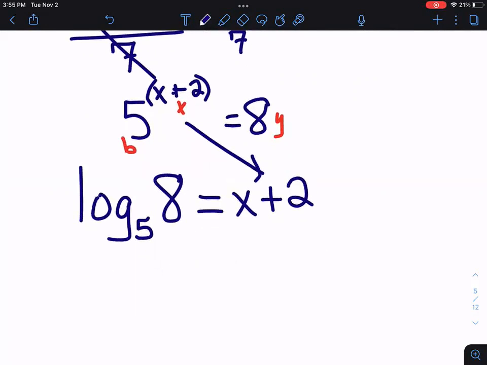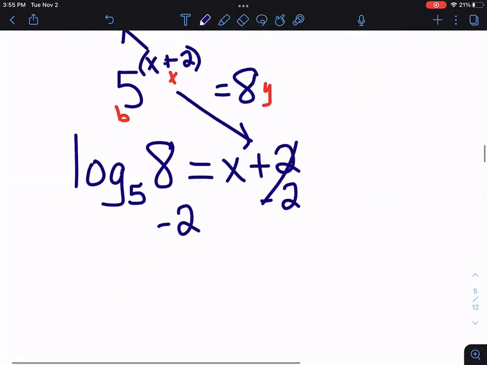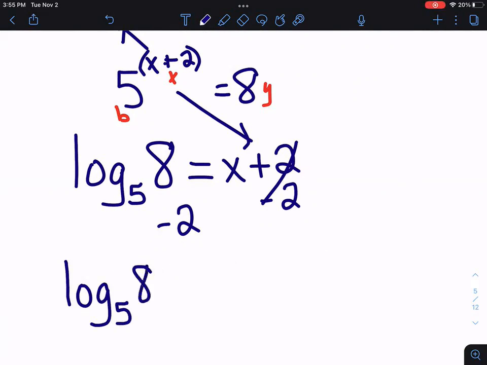Now, in order to get x by itself, I need to subtract 2 from both sides, making sure that when I subtract 2 from the left-hand side, 2 is not like terms with the log base 5 of 8, so I'm just going to write it out afterwards. So now I've completely solved for x.